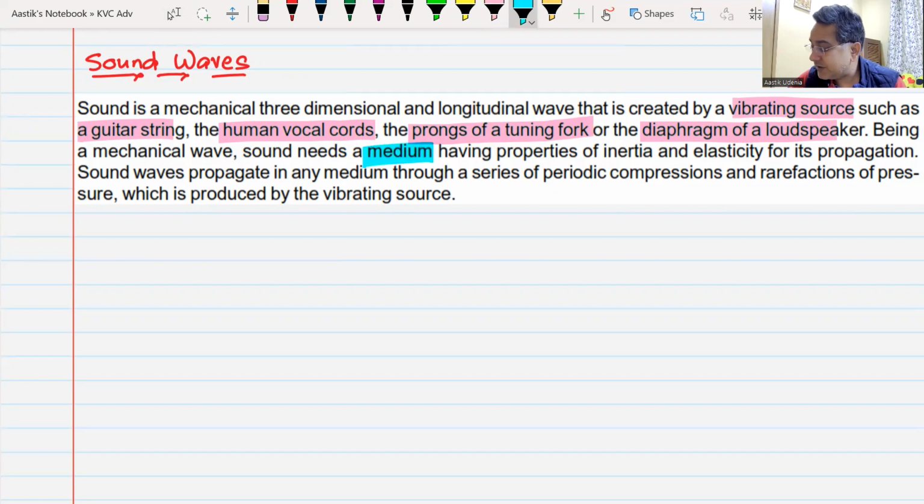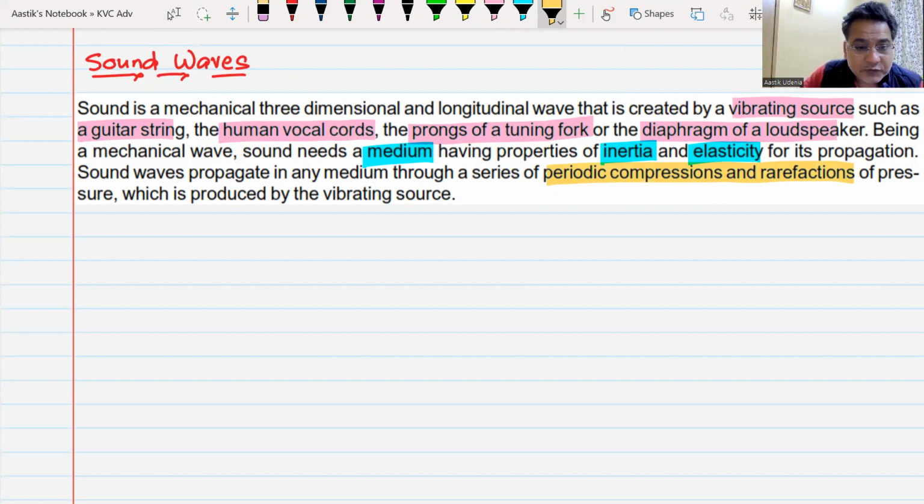Therefore, it needs a medium with properties of inertia and elasticity. We have already seen this. Yes or no? It propagates with the phenomena of compression and rarefaction. Do we know this? Yes or no? Yes, sir.